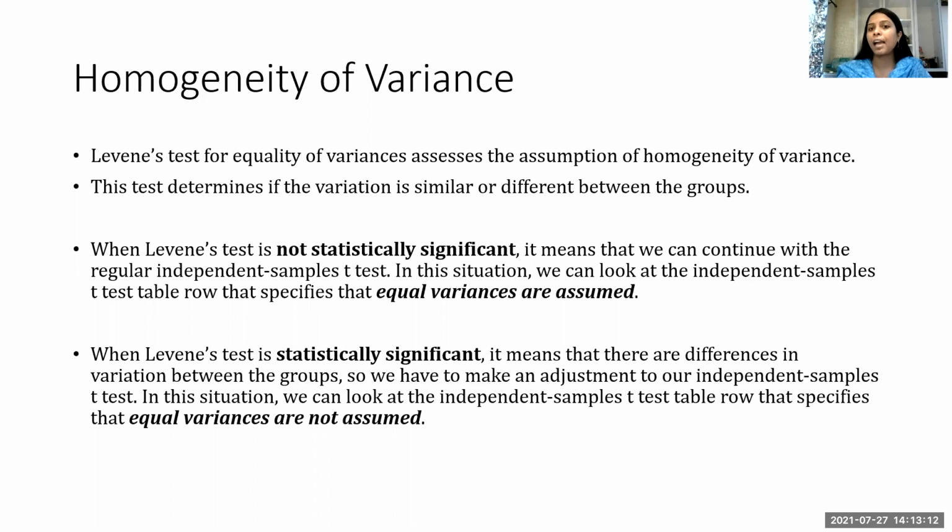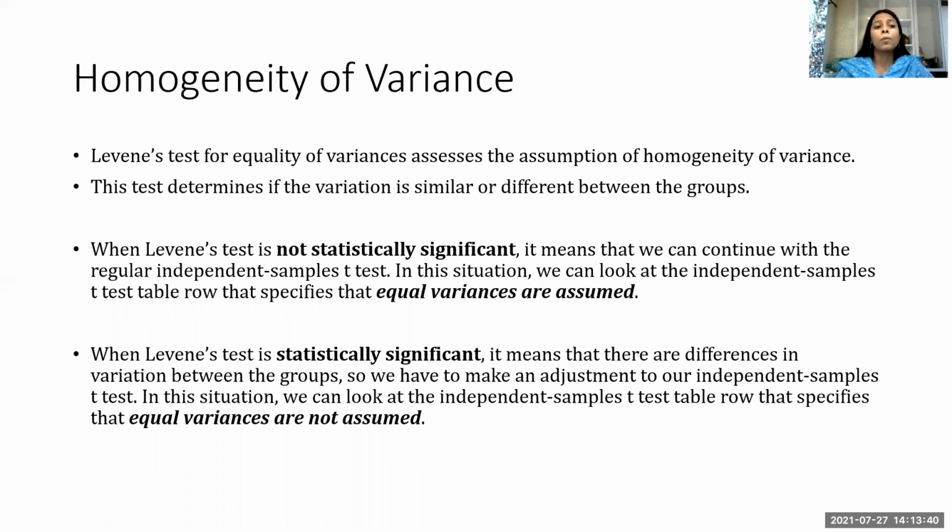So again, if we have to write the hypothesis for the homogeneity of variance between the two variables, then we'll write for the null hypothesis that there is no difference in the homogeneity of variance between the groups. They are similar in nature. And for the alternative hypothesis, we'll write that there is a difference in the homogeneity of variance between the groups.